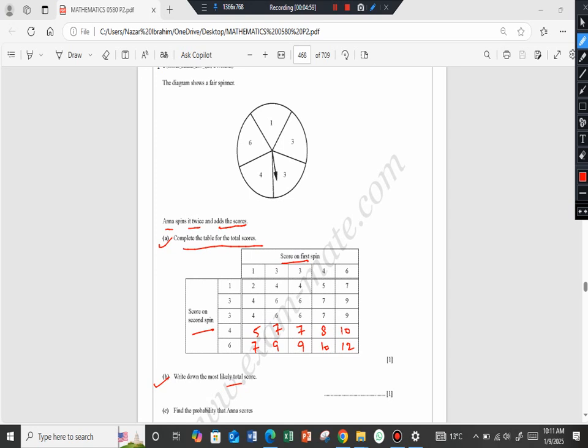Write down the most likely total score. Most likely means the most occurring. The most occurring here is 7, which appears 6 times, right? Any other score which is 6 times? 6 occurs 4 times, 9 occurs 4 times, 10 occurs 2 times, 5 occurs 2 times, 4 occurs 4 times. So 7 is the outcome which has occurred 6 times. So 7 is the most likely total score. Okay, let's move further.